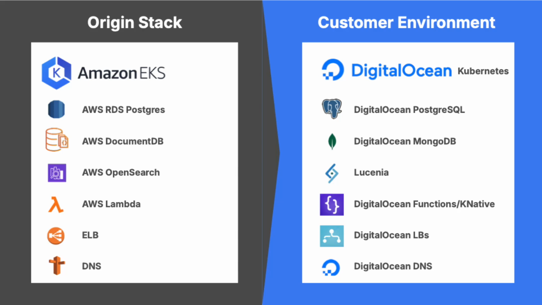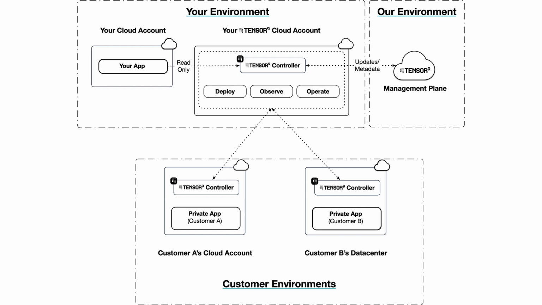Keep your existing Terraform. Don't rewrite for Kubernetes. Don't rebuild your architecture. We translate it. Lambda becomes DigitalOcean functions. RDS becomes managed PostgreSQL. Full stack support. Three key capabilities: deploy, observe, operate.